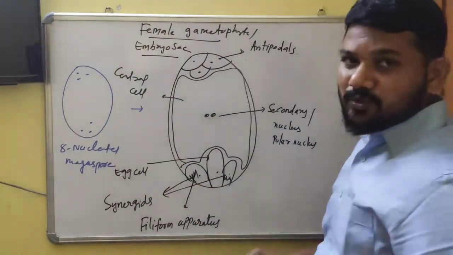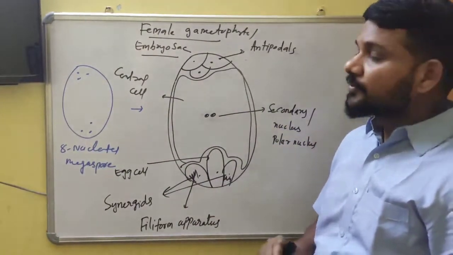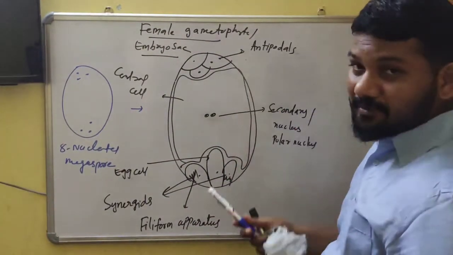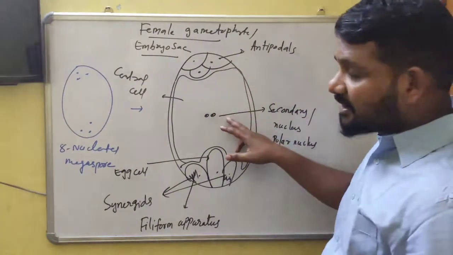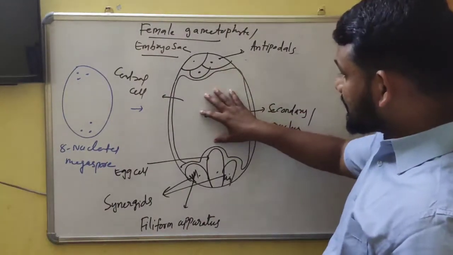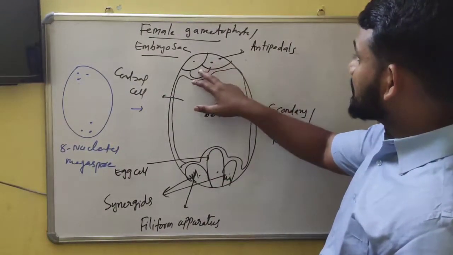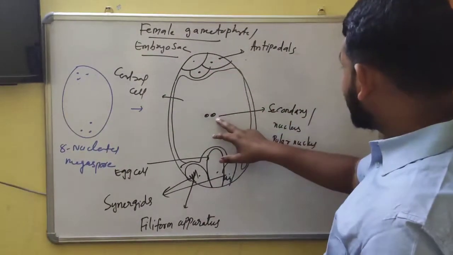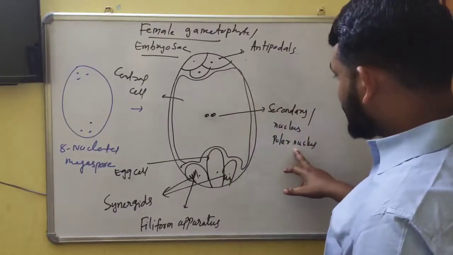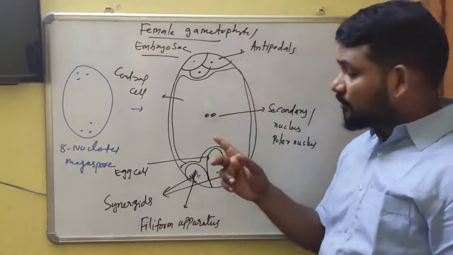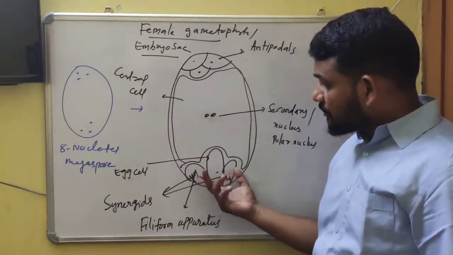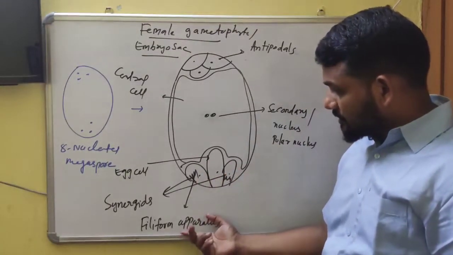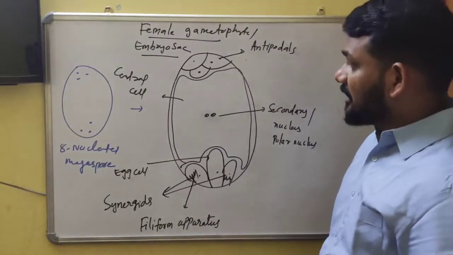So the 8-nucleated megaspore develops into the female gametophyte, and each female gametophyte has three parts: antipodals, central cell and egg apparatus. Antipodals are 3 cells, the central cell contains a secondary nucleus or polar nucleus, and the egg apparatus has 1 egg cell and 2 synergids. Synergids have finger-like projections, called the filiform apparatus.